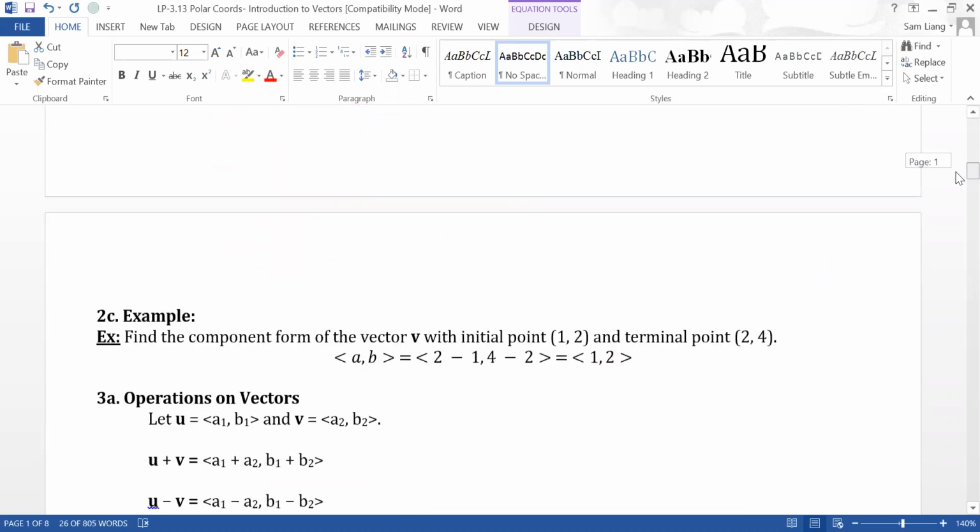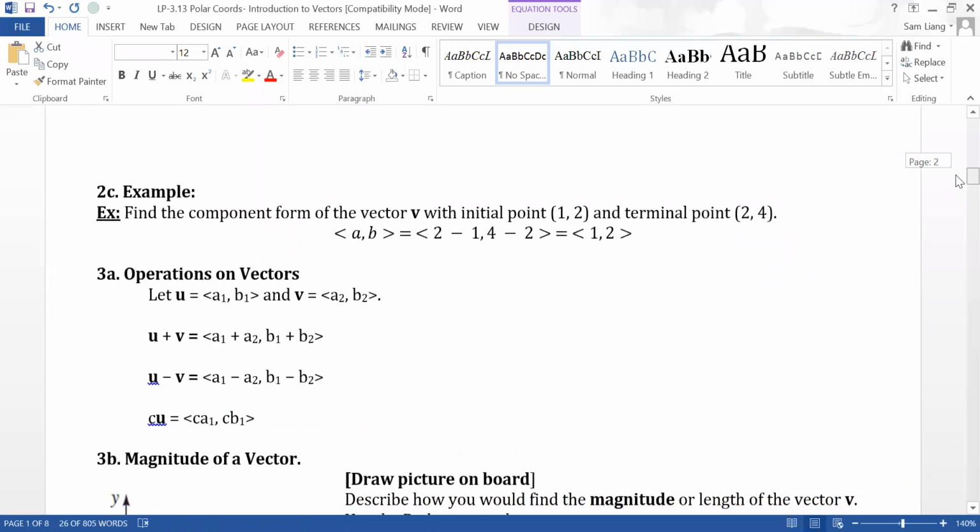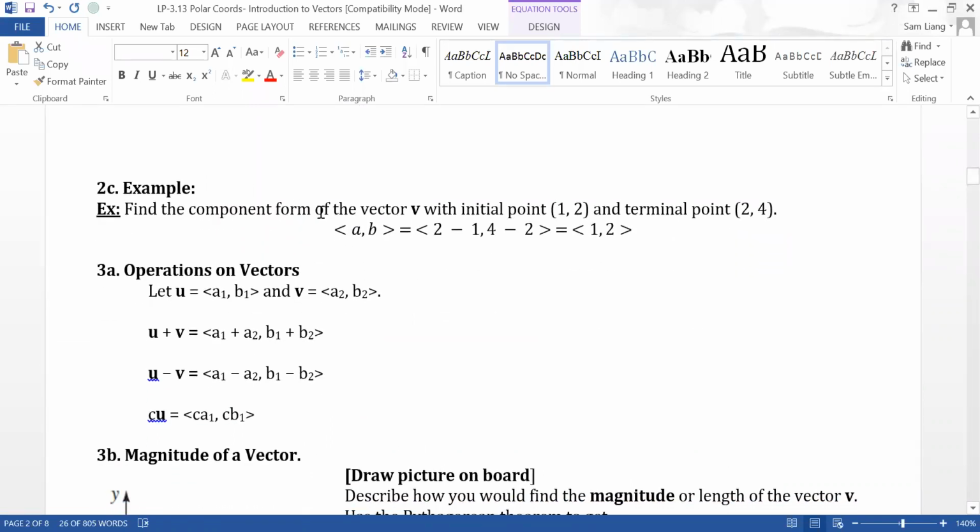Okay, so let me just talk briefly about this example. Find the component form of the vector v with initial point 1 comma 2 and terminal point 2 comma 4. So again, we're going to take the terminal point x coordinate 2 and subtract the initial point x coordinate, that's 1. So 2 minus 1, which is 1. And then we do the same for the y coordinate, which is 4 minus 2, which is 2. So 1 comma 2 is going to be the component form of this vector. Okay, that's all it is.